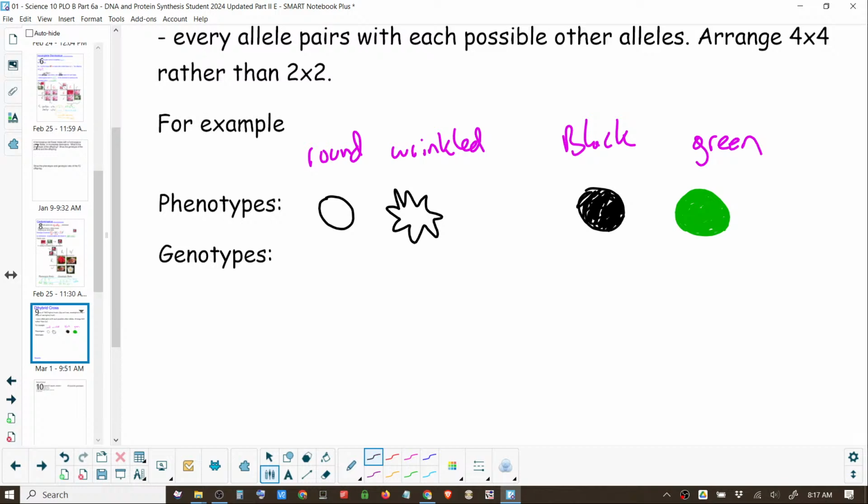Okay, we've got a round pea. I'll designate that as, if it was true breeding, capital R, which would make the wrinkled pea lowercase r. We will do the black pea, capital B, which would make the green pea lowercase b. So those are all the different types that we can have.